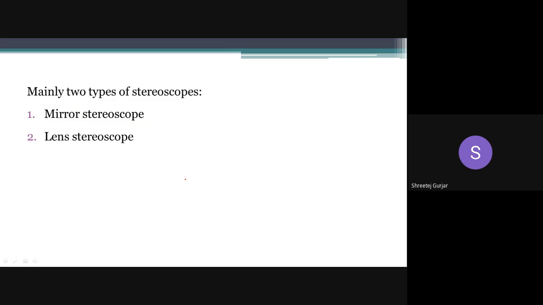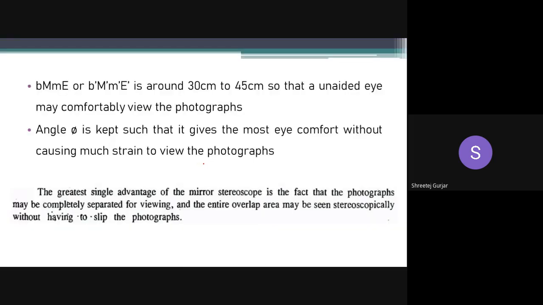So we have many types of stereoscopes, but for your syllabus, we have only these two. As I've told you, a VR headset is also a type of stereoscope. These two stereoscopes are used in surveying. Hence, we are studying only these two. Many digital versions are also coming nowadays. Everything is digital. So those are also there, but for your syllabus, only these two are present. Okay, if there are no doubts, we shall move to the next topic.